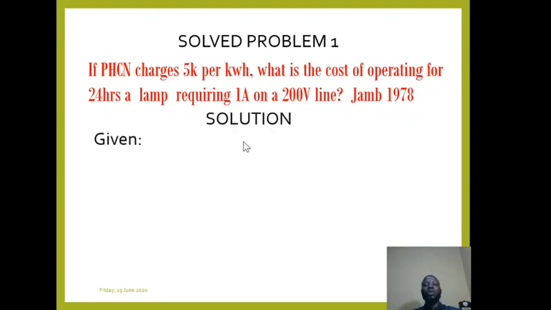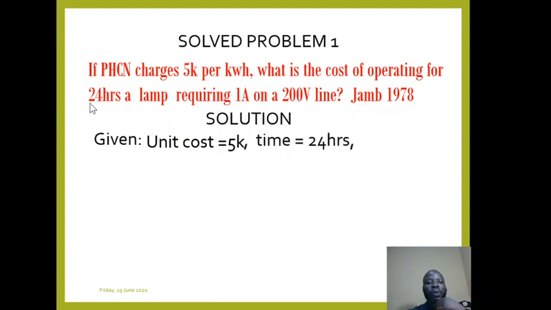Let's state what is given to us one after the other. The first quantity given to us in this question is unit cost. Unit cost or rate is given to us as 5 kobo per kilowatt hour. That's the amount they are charging. The second thing given to us is time, which is 24 hours. No need for conversion because it is given to us in hours, which is what we need directly. The next thing given to us is electrical current, which is 1 ampere, and potential difference of 200 volts. These are the parameters given to us.